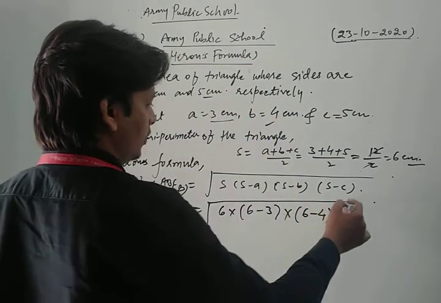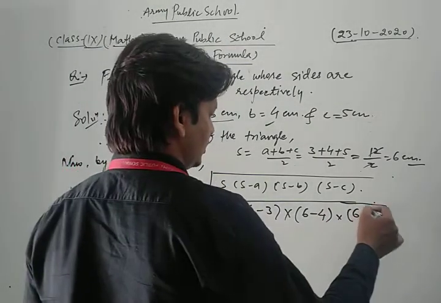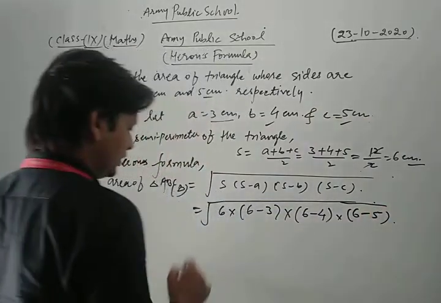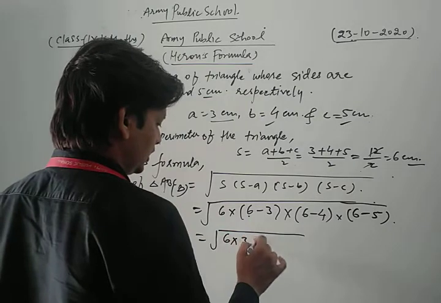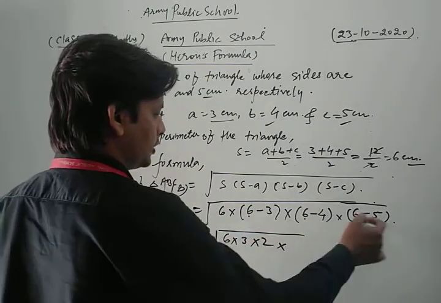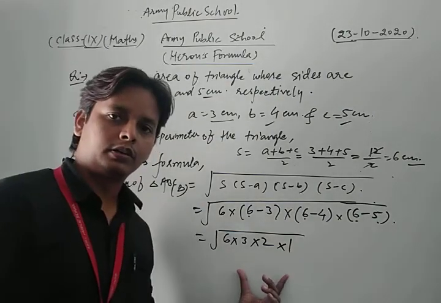Into S minus C. S is 6, minus C is 5. Now we simplify them. Under root 6 into 6 minus 3 is 3, into 6 minus 4 is 2, into 6 minus 5 is 1. Okay, this is our simplification.